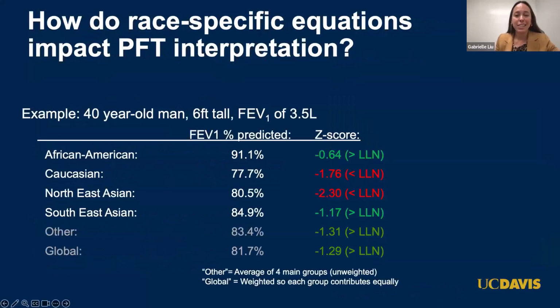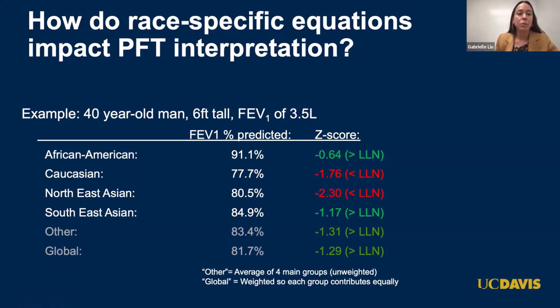And a similar slide to Dr. Bhakta's is considering how this plays out today when we're examining a patient's lung function. So again, considering in this case, a 40-year-old man who's 6 feet tall and has an FEV1 of 3.5 liters, if that person self-identified as African American, that would be considered normal lung function for that person. However, if that person instead identified as Caucasian or Northeast Asian, that would be considered abnormal for that patient in front of you.